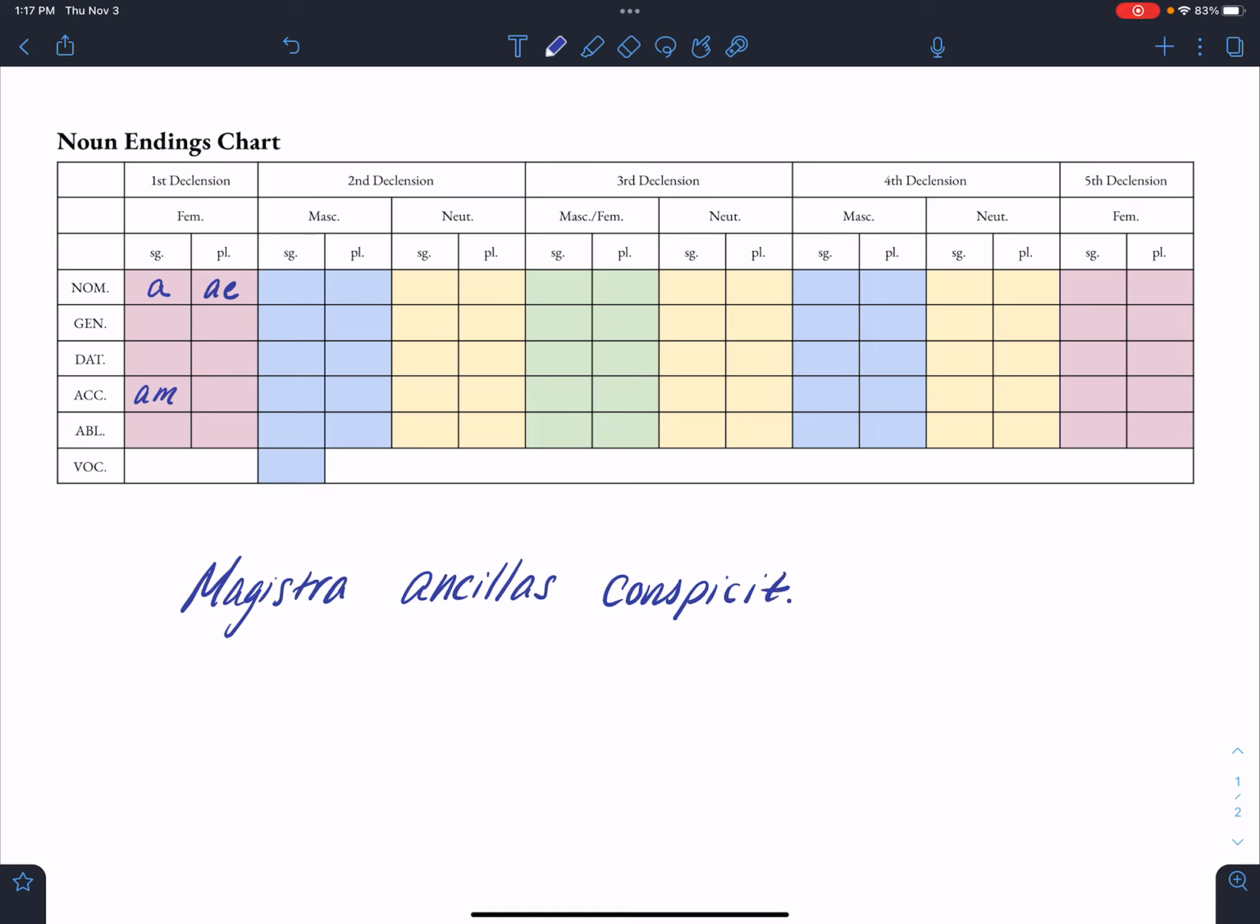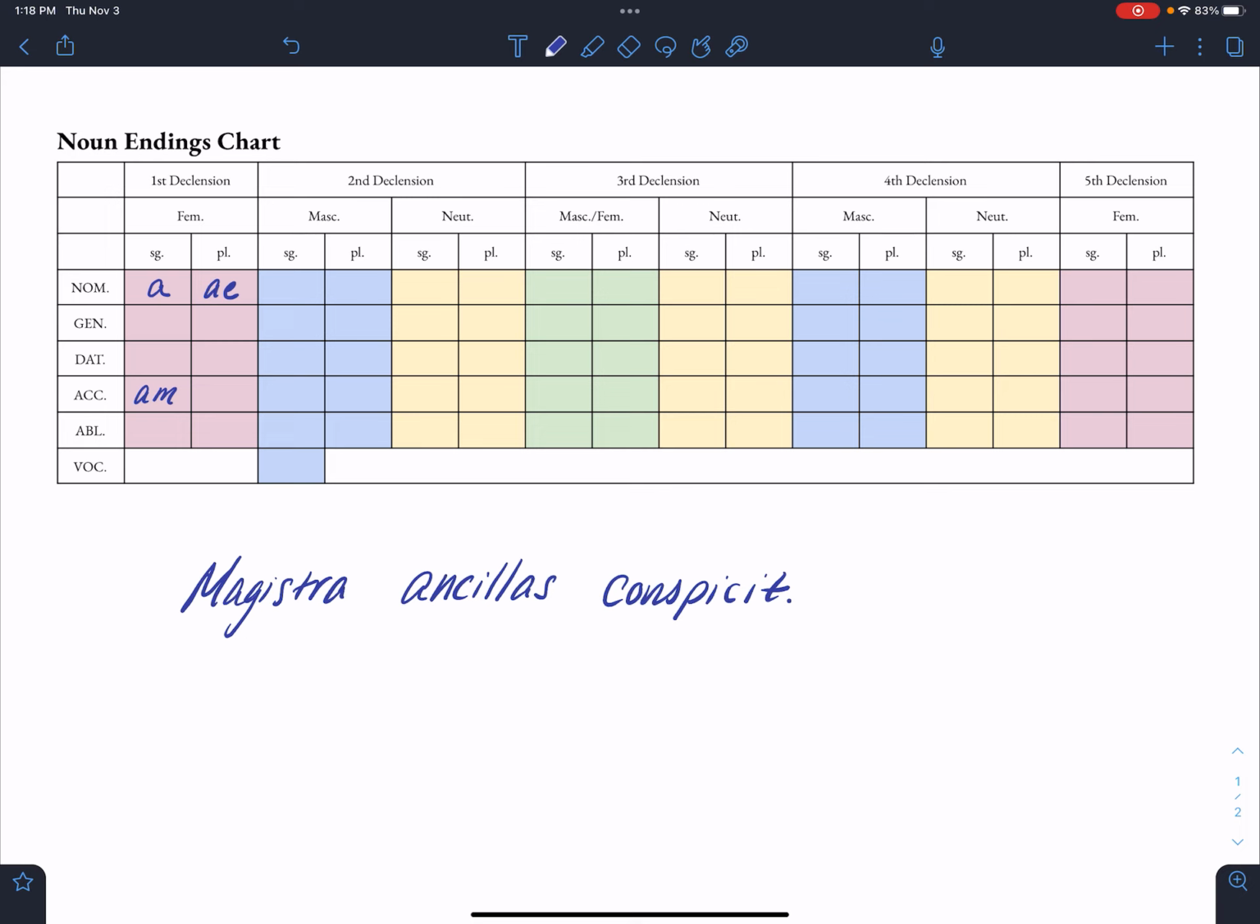Okay, this next sentence that we've got. Magistra an... That's my mom. Excuse me. Tim, are you sleeping? I'm not. Do you need to stand up in the back? No, I'm good. Are you sure? Yeah. Okay.